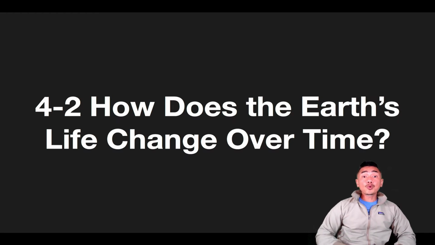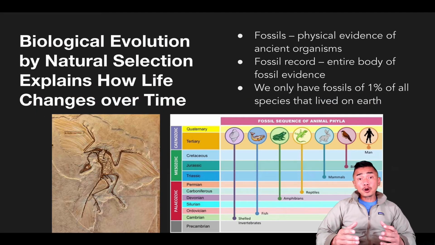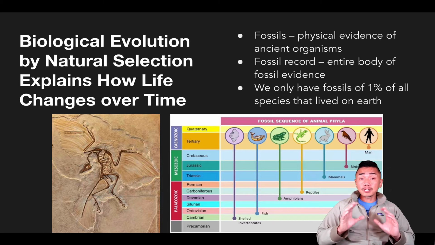In section 4.2, we're going to talk about how life on Earth changes over time. What we know about how life has changed over time comes from fossils and the fossil record. Fossils are anything left behind by a once living organism. The fossil record is our entire body of fossil evidence.